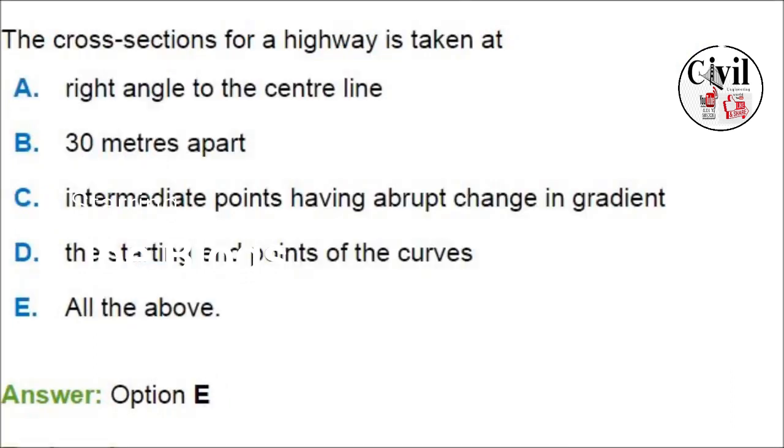Okay, so the cross section of the highway is taken at all of the above is the correct answer because we take cross section of highway at the right angle to the central line at 30 meters apart and at the intermediate points having abrupt change in gradient, the starting and ending points of curves. E is the correct answer.